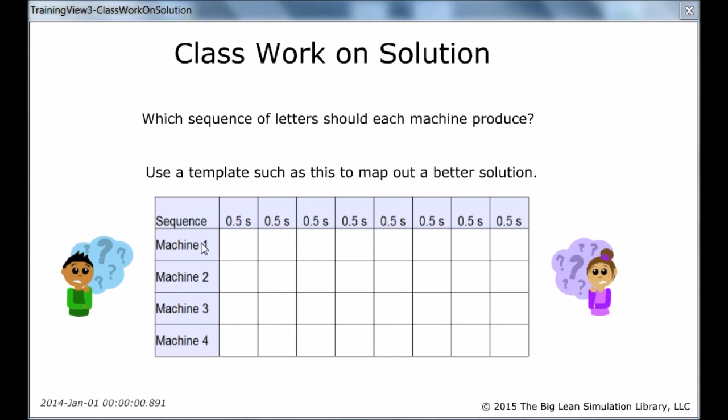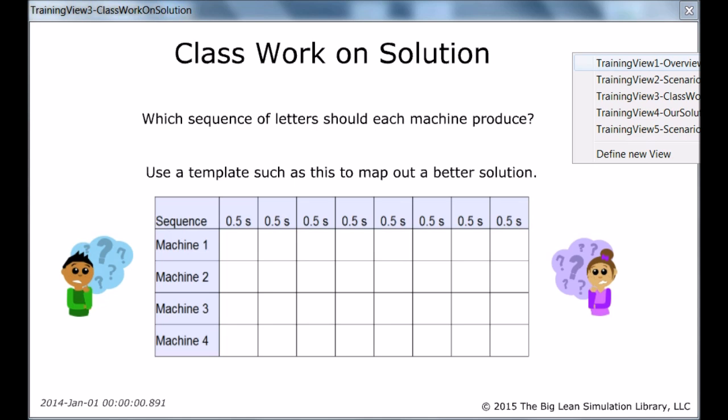For example, if machine 1 produces a side and that takes 1 second, you'll draw a box around the first 2 blocks and put side on there, just to keep track of what you're doing. And then play with it a bit and see what solution you can come up with to reduce the time. I'll let you pause the video, and when you restart the video, I'll show you the solution that we came up with.